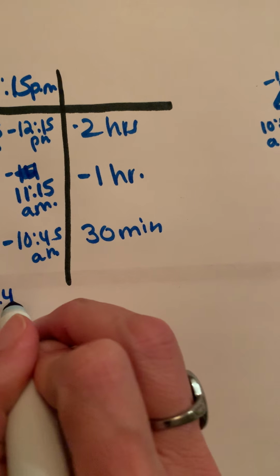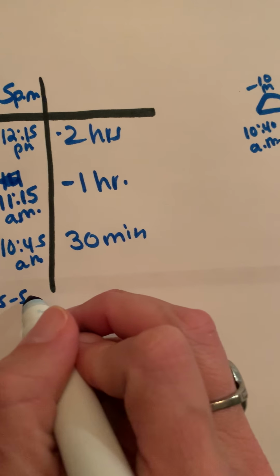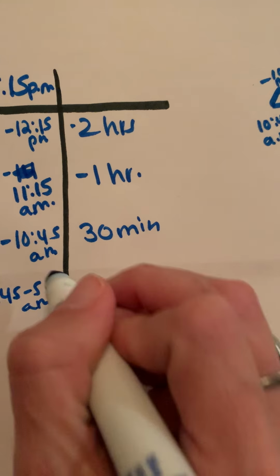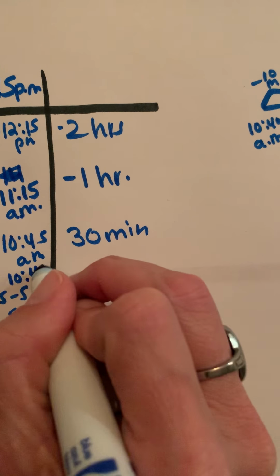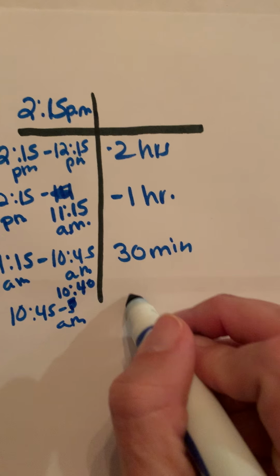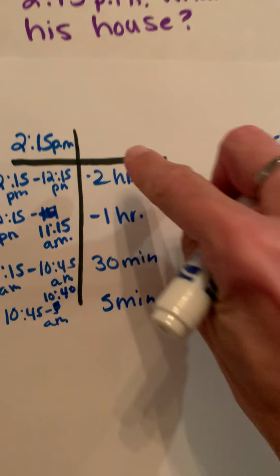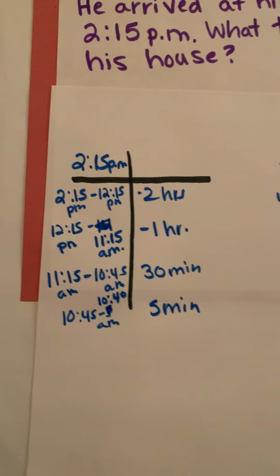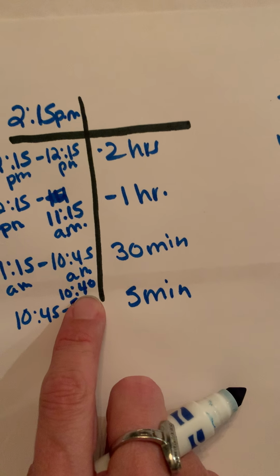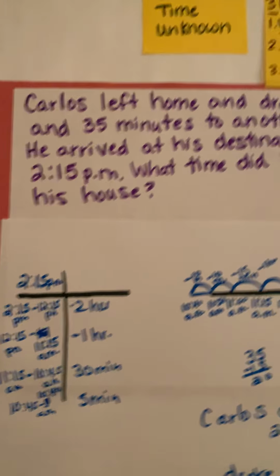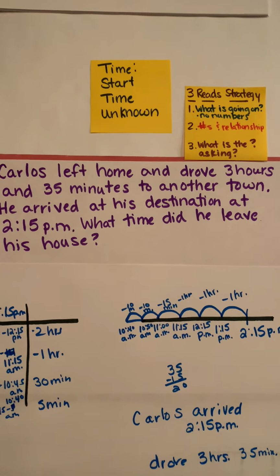So 10:45 minus 5 minutes to 10:40 would be 5 minutes. So you can see I've taken away 3 hours and 35 minutes, which would put me at 10:40 a.m., the time that Carlos left the house.